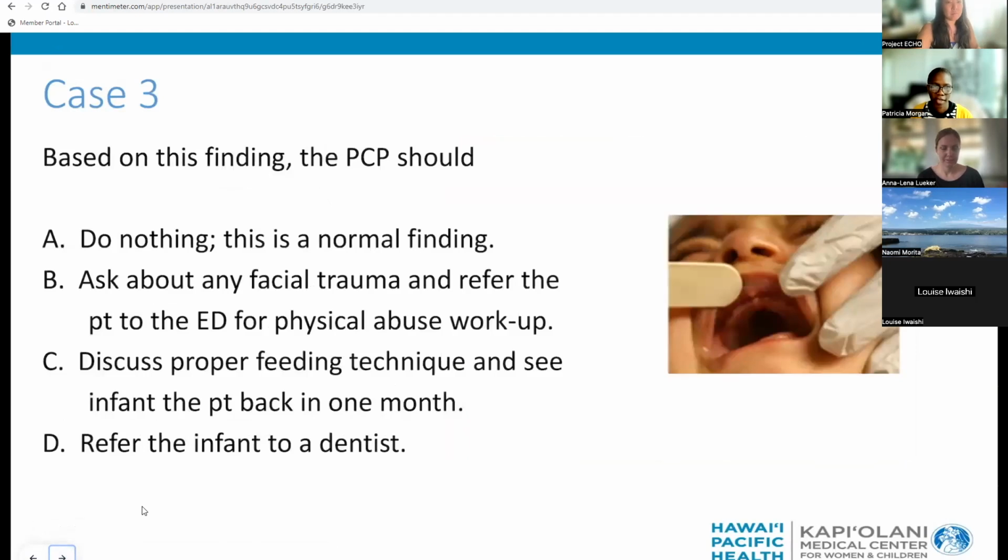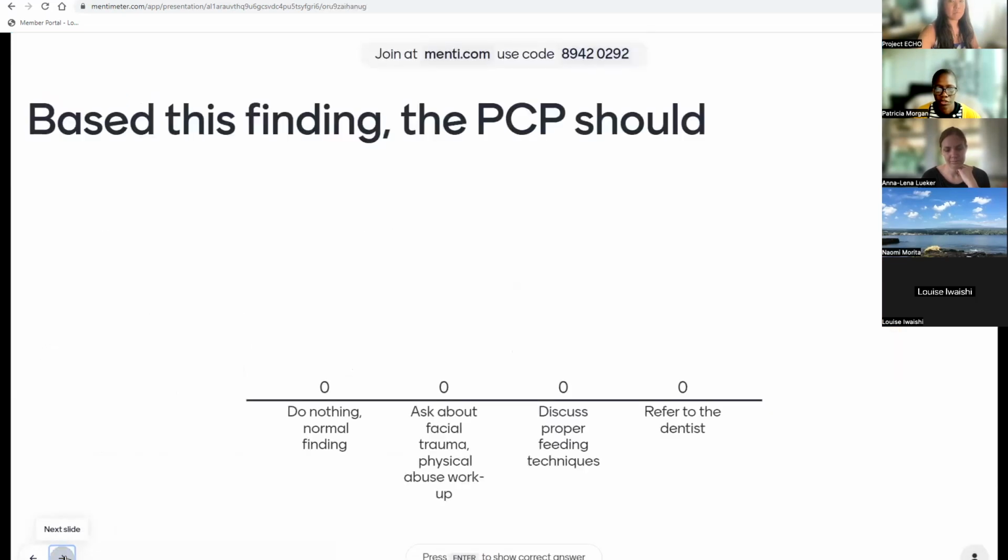So based on the finding, you should A, do nothing. This is a normal finding. B, ask about any facial trauma and refer the patient to the ED for a physical abuse workup. C, discuss proper feeding technique and see the patient back in 1 month. D, refer the infant to a dentist. And here are your choices.